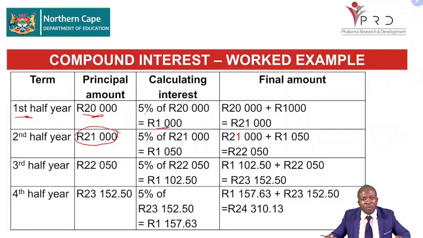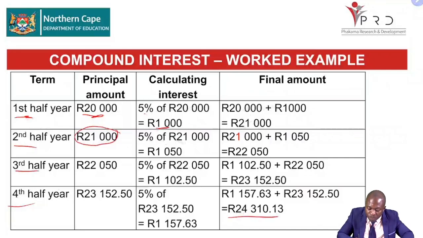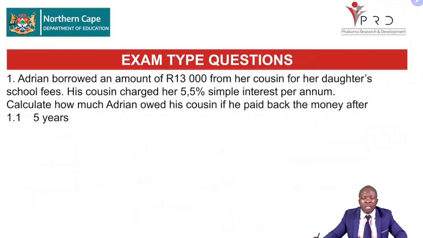You don't just watch the video and you don't practice. This is mathematical literacy. We want you to be involved. You have to participate. That's how you're going to become better. So we have first half year, second half year, third half year, fourth half year. You do all of them. In the end, you're going to get 24,310 rand and 13 cents.